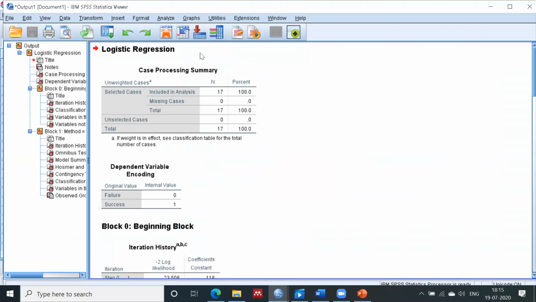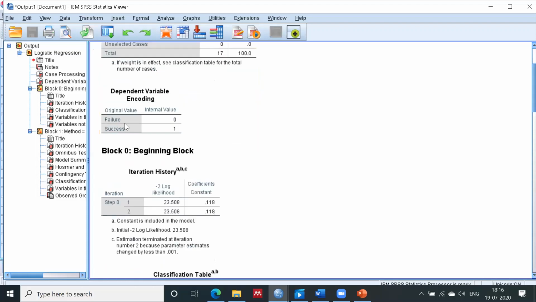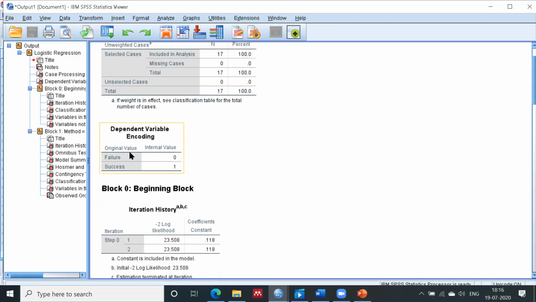Now, logistic regression is very important and a bit complex also. So just listen very carefully here. The first table shows the case processing summary. You can leave it because it shows the values here, and missing values. In my case there is no missing value, so you can just leave it. Now the second table shows the dependent variable coding actually. So for failure and success I just code 0 and 1, right?